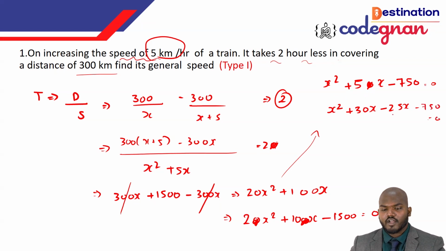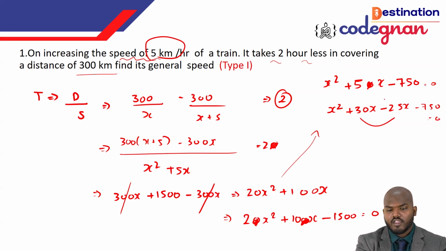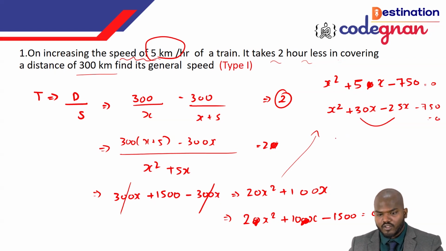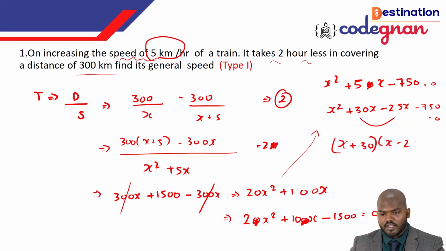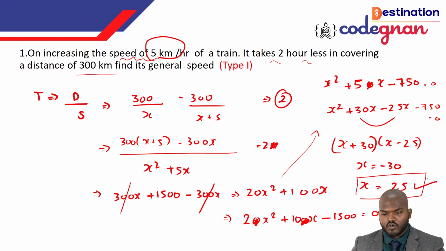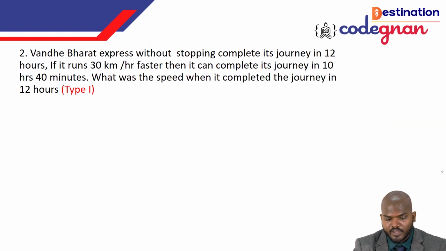Like this we can also write it up, because 30 times 25 we can call as a value called 750x, properly. If you deal with this one, it will give you x plus 30 on one side and x minus 25 on the other side. So this will give you x is equal to minus 30, and this will give you x is equal to plus 25. So that option is the correct answer. X is equal to 25 km per hour is the correct answer. We can go to the next one.